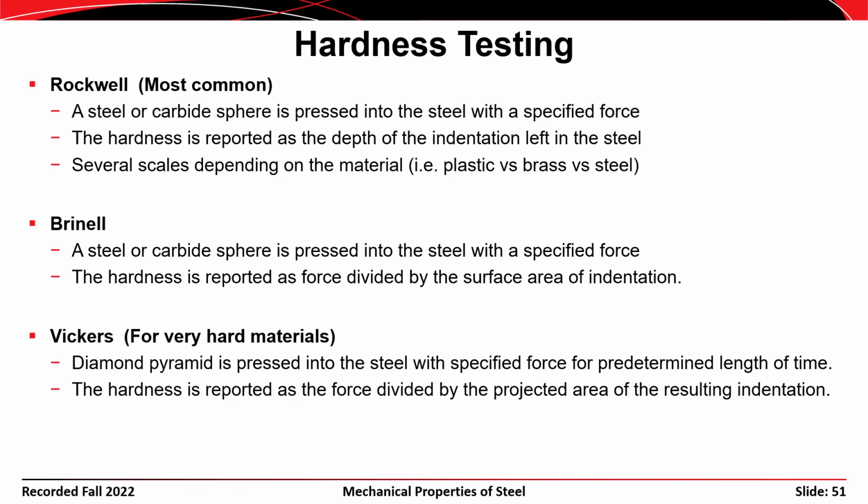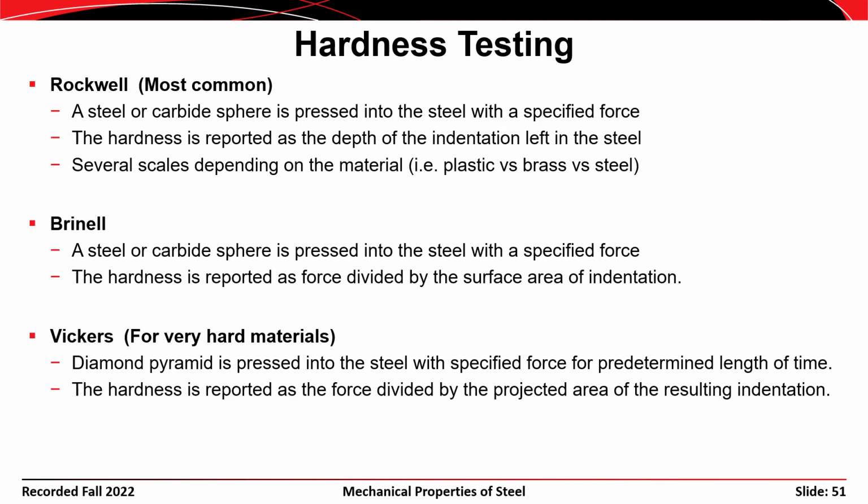So we have a number of different scales that we use: a Rockwell scale, Brinell scale, and a Vickers scale. The Rockwell scale is the most common, and the Rockwell test consists of using a steel or a carbide sphere that's pressed into the steel with a specified force, and the hardness is reported as the depth of the indentation that's left. Okay, there's also the Brinell, which is similar to the Rockwell, except that a carbide sphere is pressed into the steel with a specified force, and then the hardness is reported as the force divided by the surface area of the indentation.